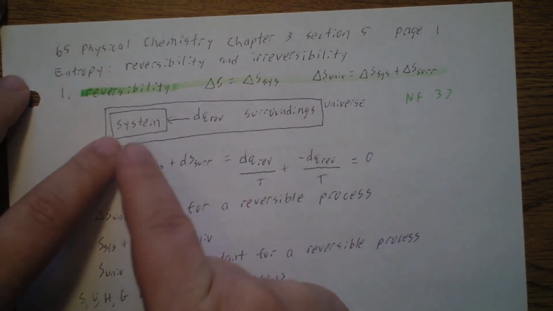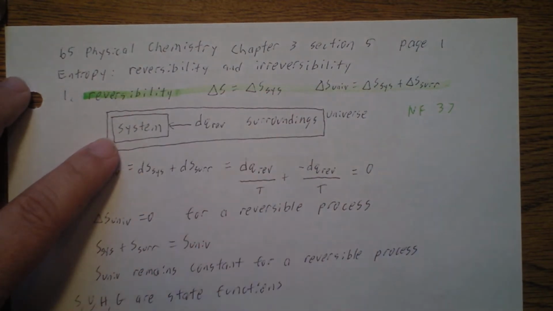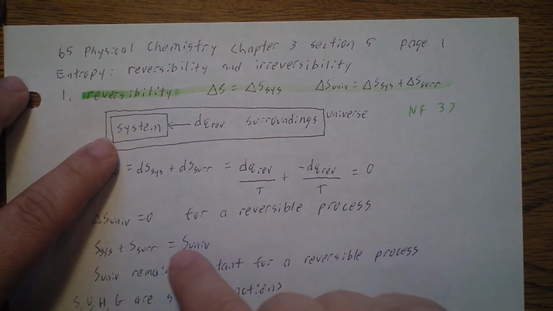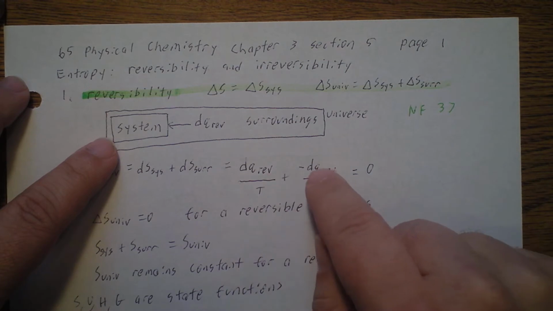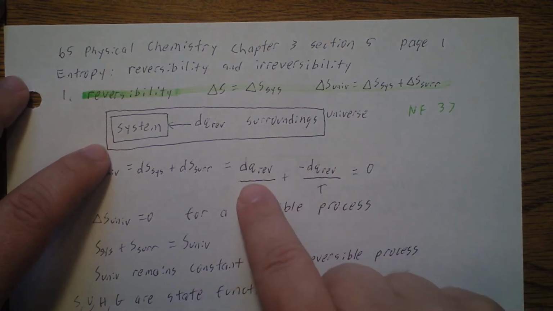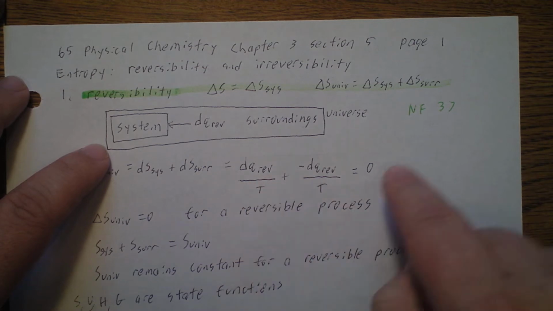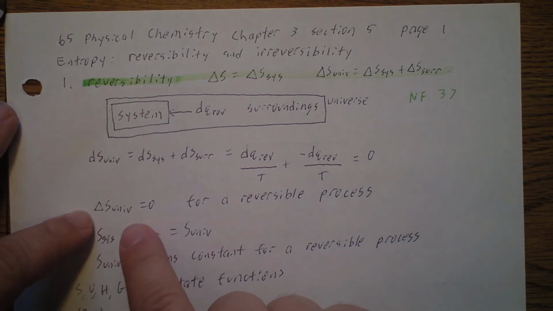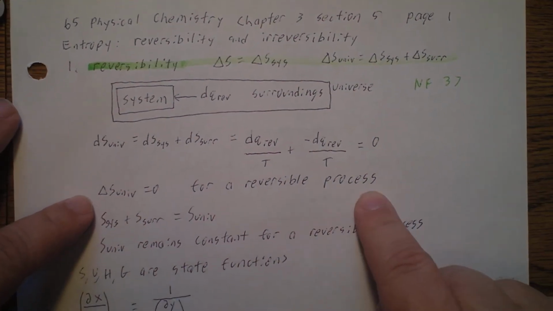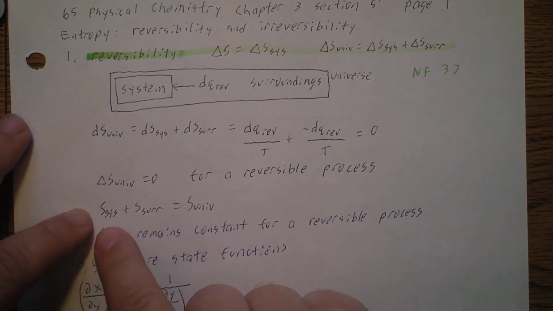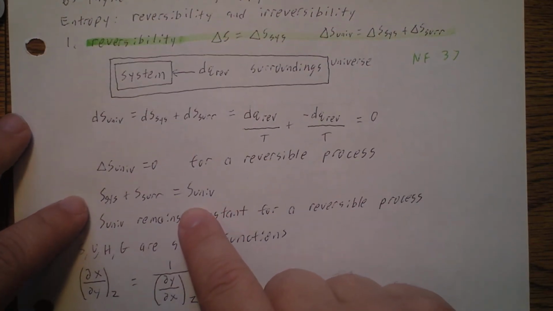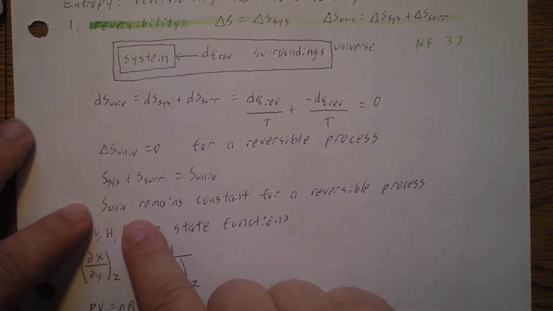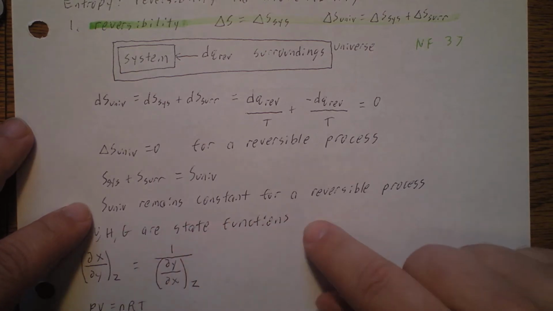From the system's point of view, if heat's coming in, it's positive, and from the surroundings' point of view, if the heat is going into the system, then it's minus. That's why we have positive here, minus here. Since it's the same, this plus this cancels out, it's equal to 0. So that means that the change in entropy of the universe is equal to 0 for a reversible process. Remember, the entropy of the system plus the entropy of the surroundings is equal to the entropy of the universe. What this tells us then is that for a reversible process, the entropy of the universe must remain constant.